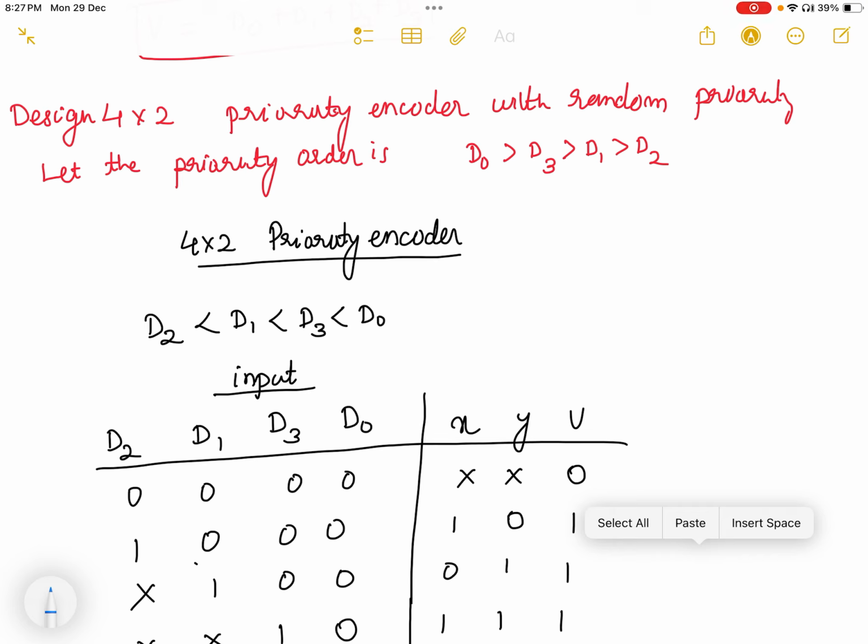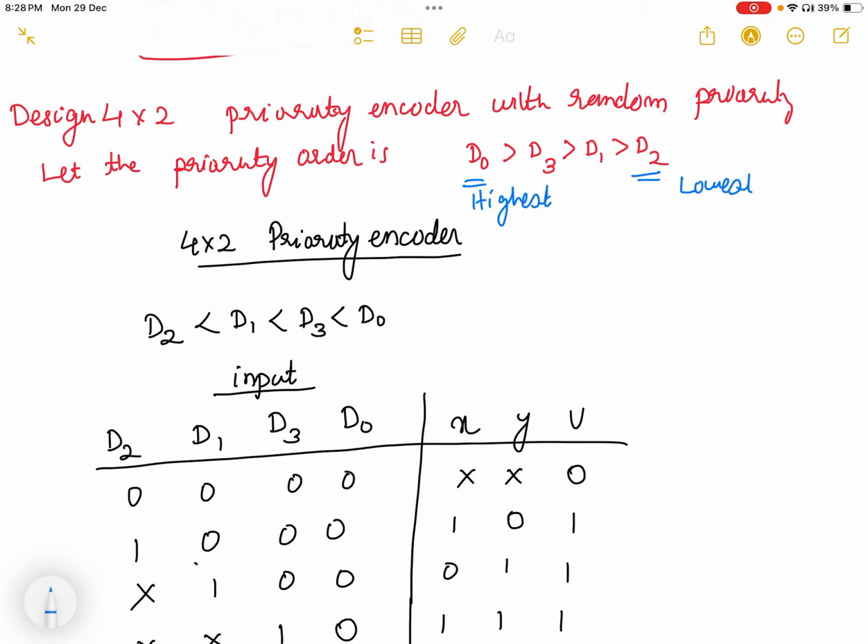If the priority order is changed, like if the priority order is given random, you can take the example I have taken here. You can see here D0 is the highest priority, then D3, followed by D1, and D2 is the lowest priority. So in this problem, I am going to discuss how to design a 4 cross 2 priority encoder with random priority, and the priority order is given like this. D2 is the lowest priority and D0 is the highest priority.